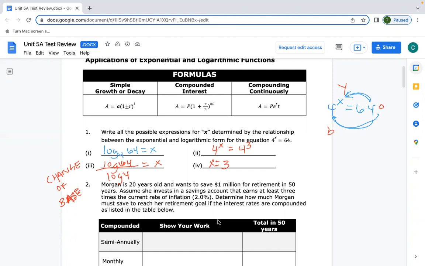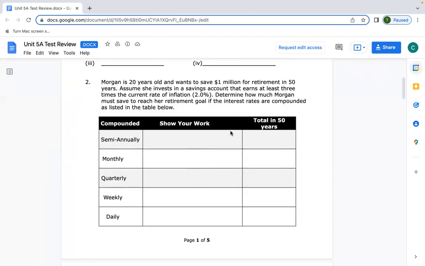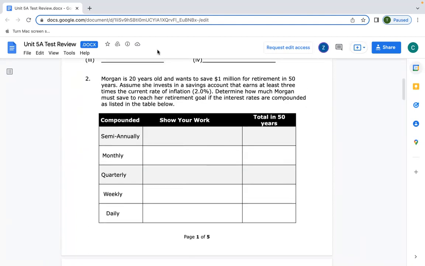Compounded interest. Okay, so go ahead and write that formula down next to your little box. And I promise I'll scroll down in just a second. Yep, right next to the box. Go ahead. Okay, so we're going to use that compound interest formula.